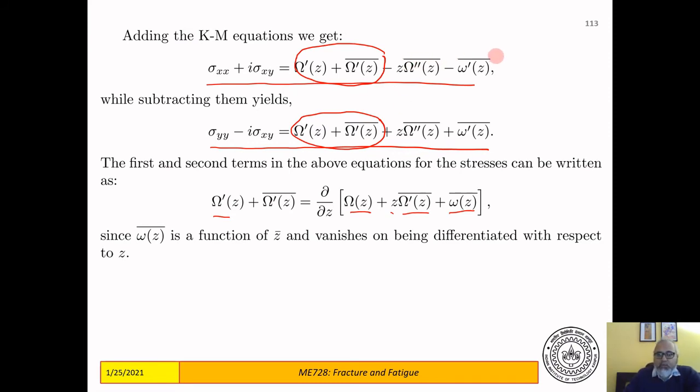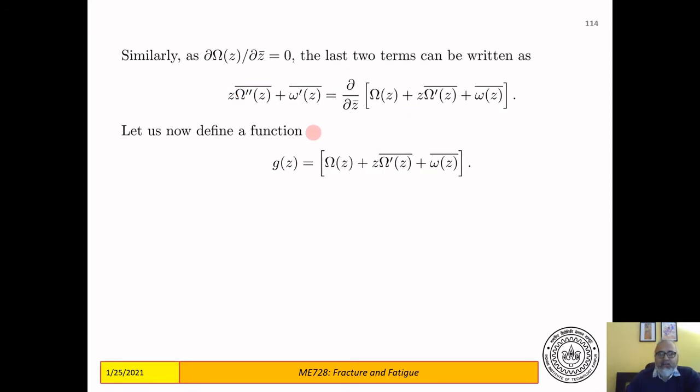Now look at these two terms. These two terms also appear in both the equations, and they can be expressed in almost a similar format. So what we can do is, these are the second terms, and we can write it as del z bar of z omega prime z bar. So take a derivative of this with respect to z bar.